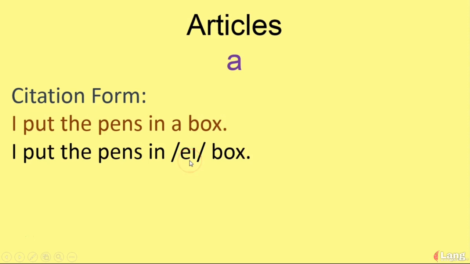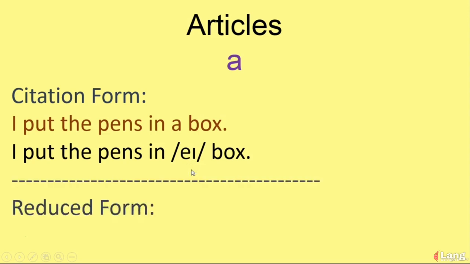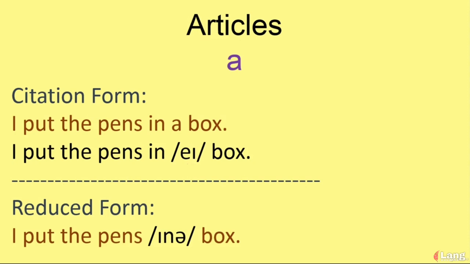In IPA format, the word a would be spelled like this, with E and I. "A." I put the pens in a box. In reduced form, we don't say "a". We would use the sound of the schwa, which is the upside down E, and when we combine that with the word in, we just say "inna". I put the pens in a box.